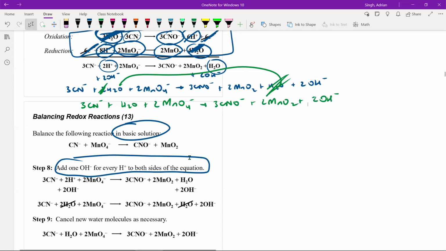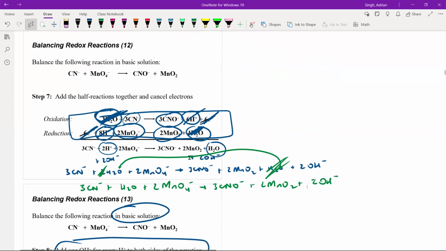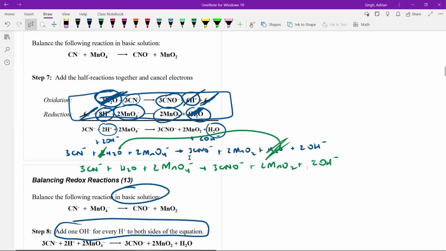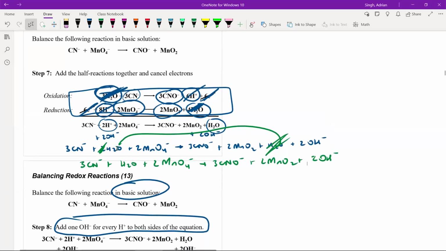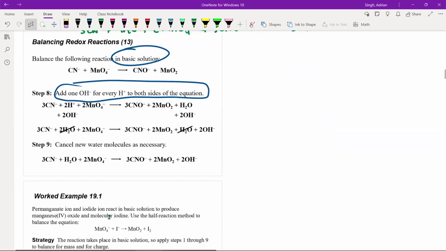So the additional step in basic solution is, after you go through and cancel out the electrons and everything else, if you are left with H plus on any side of the equation, you need to add as many hydroxides to neutralize the protons. And whatever you add to one side to neutralize the protons, you need to add to the other side. Then if any waters remain that can cancel, you cancel them out, and then you just write what remains.